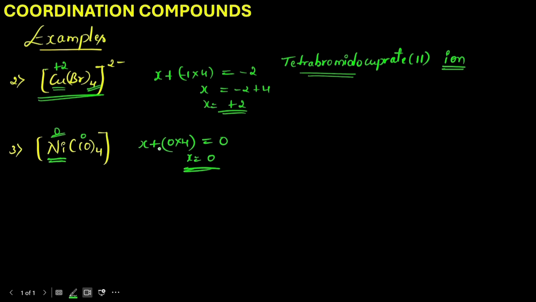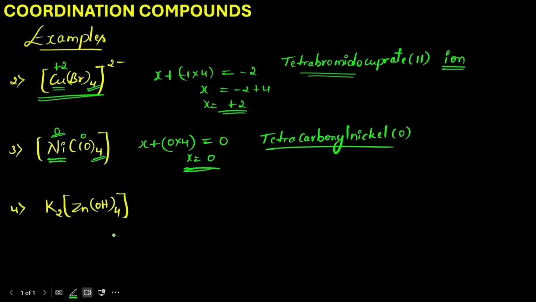Okay, we will start writing the name. How many ligands are there here? 4 ligands. Therefore, again the prefix tetra, carbonyl. You have to write the name of the metal as the name of the element. Tetracarbonylnickel. What is the oxidation state here? 0. This is the name of the coordination compound.